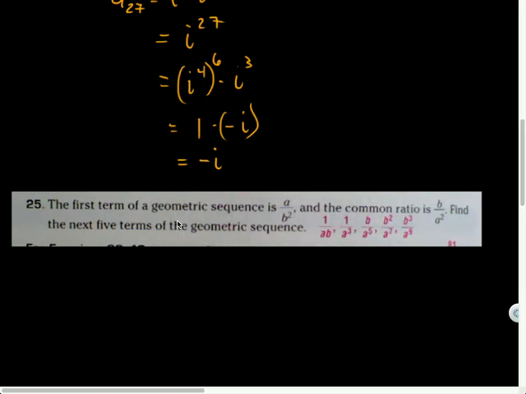So let's see. The first term of a geometric sequence is, so a sub 1 is a over b squared. These a's are not the same. So, this is the first term. This is some variable or something, apparently. The common ratio, r, is b over a squared. And then it just says find the next 5 terms.